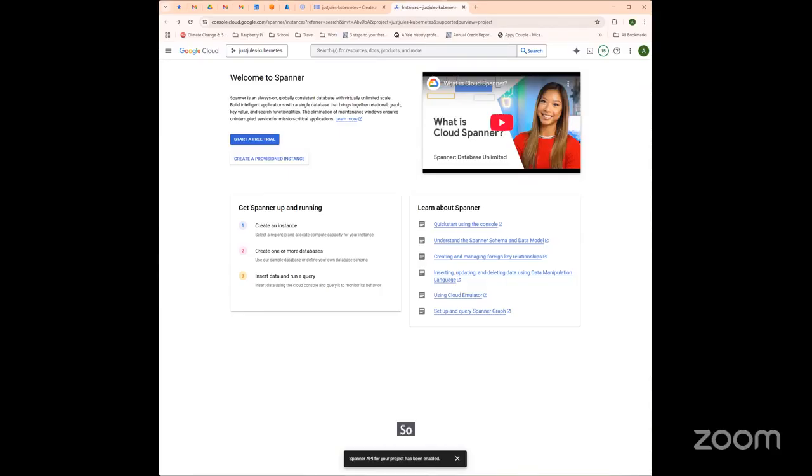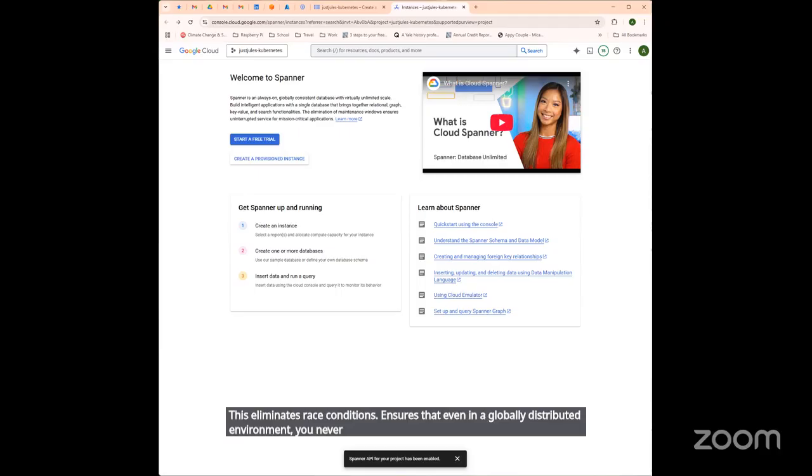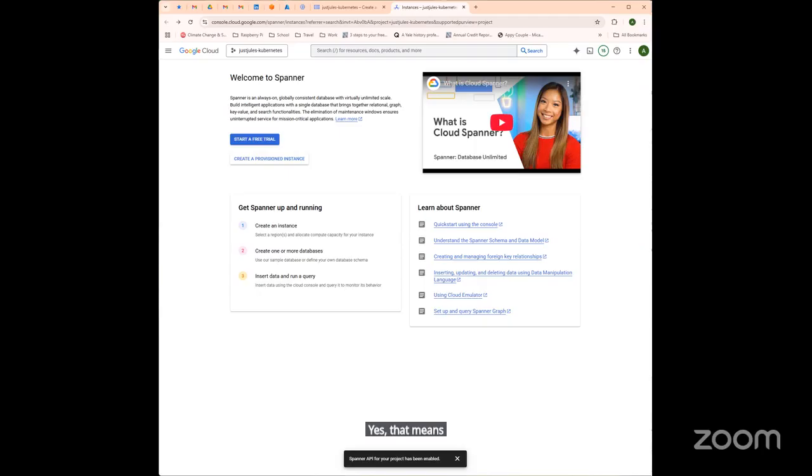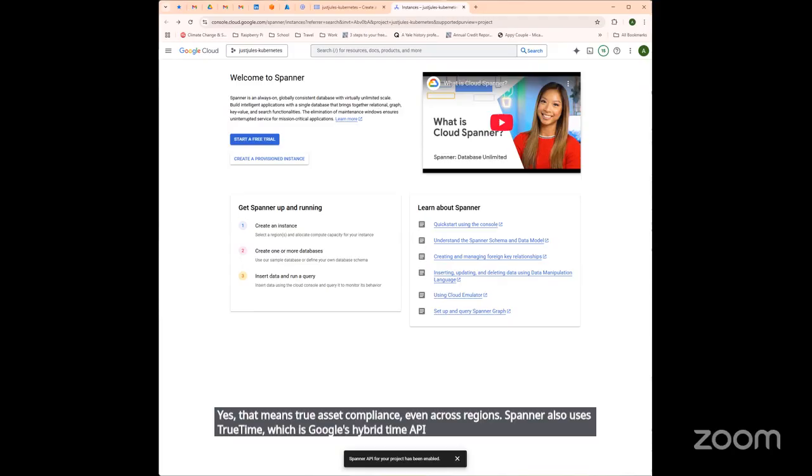So how it works: Paxos and precision. At the heart of Cloud Spanner is the Paxos-based consensus algorithm. It's a mechanism that ensures that every write is agreed upon by a majority of replicas before it's committed. This eliminates race conditions. It ensures that even in a globally distributed environment, you never have to worry about split-brain data or last-write-wins logic. And yes, that means true ACID compliance, even across regions. Spanner also uses TrueTime, which is Google's hybrid time API that leverages atomic clocks and GPS satellites to provide globally synchronized timestamps, a breakthrough that enables serializability at a global scale.